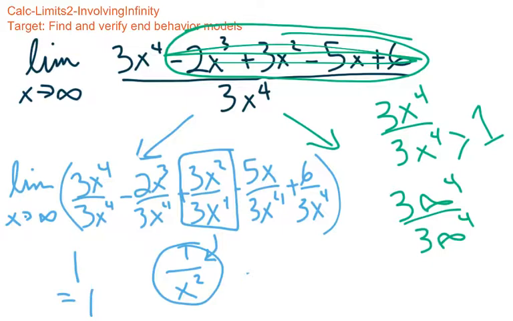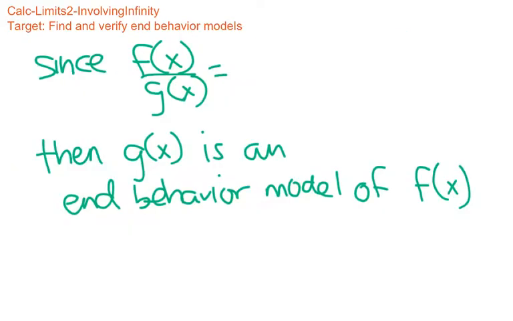So here's a conclusion. We found out that the quotient of those two functions is 1. So this is our conclusion. Since the quotient is indeed 1, then g of x is an end behavior model of f of x, because they're acting the same way when x is really large. Okay, super. So that's one type of question that could come up with end behavior.